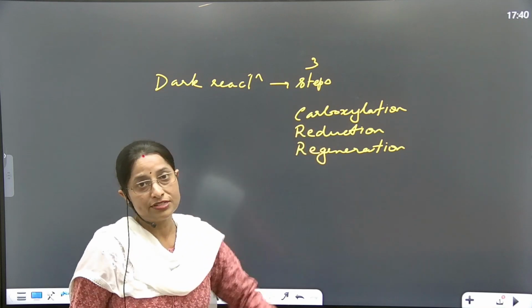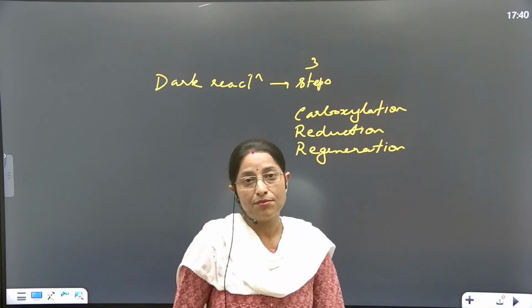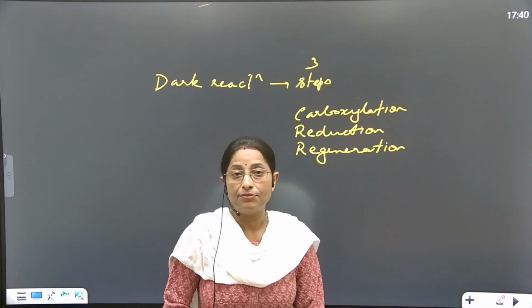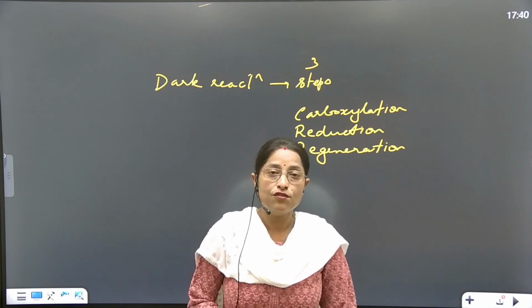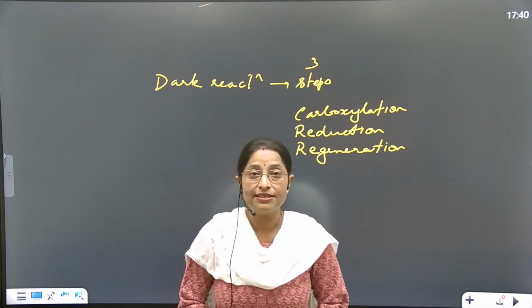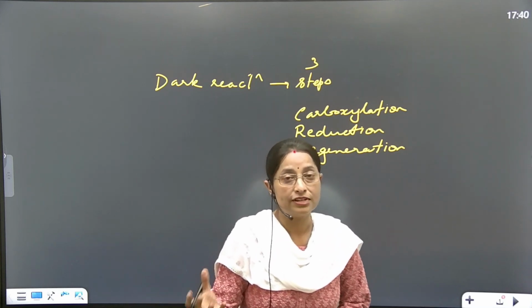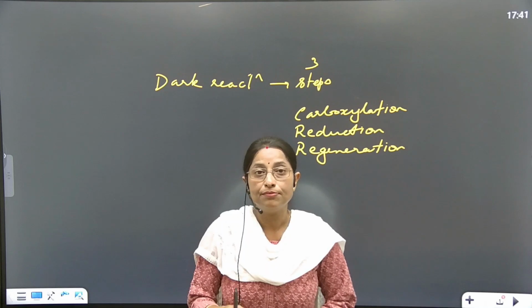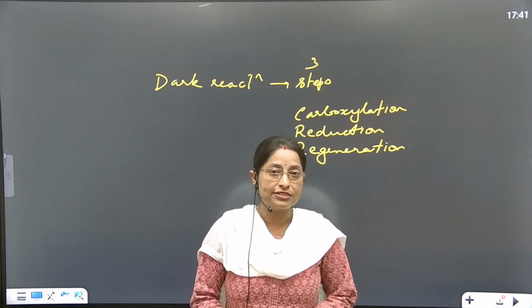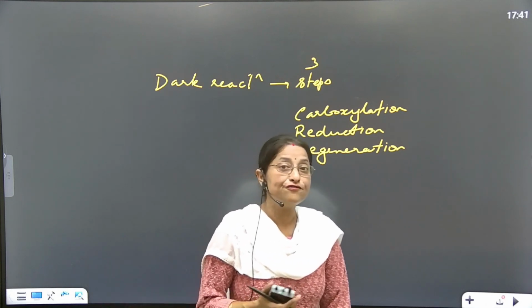By the word carboxylation, in a very simple way, the way to understand carboxylation is nothing but addition of carbon dioxide. When we are talking about photosynthesis, we understand that photosynthesis is a process through which the plants take in carbon dioxide, and ultimately that carbon dioxide converts itself into glucose, right? So taking in of carbon dioxide by the plant is called carboxylation. So for dark reaction to occur, what is the first step? The plant needs to fix carbon dioxide.